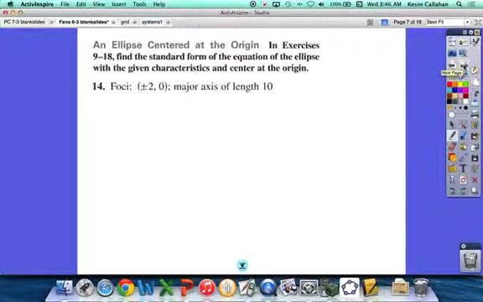Okay, and this one is another one where we're being told right up front that the center is at the origin. This time they're giving us the foci and they're giving us the length of the major axis. Okay, so let's see. I can plot the foci, plus or minus 2, comma 0. So that means 2 and negative 2 are the foci. Is this thing going to be horizontal or vertical? If the foci are here.